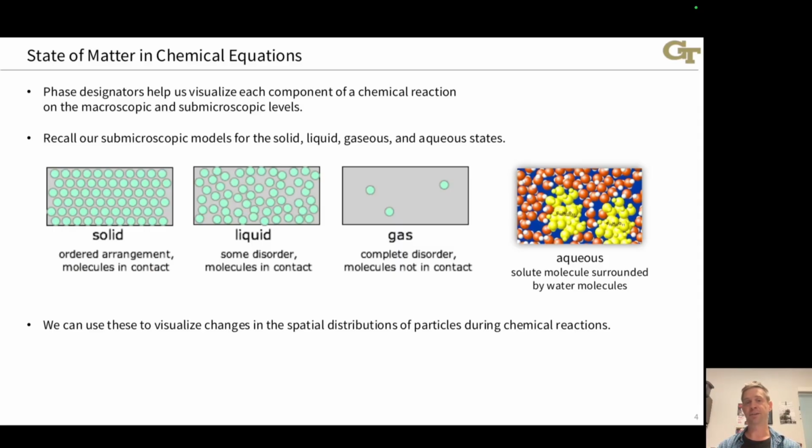Recognizing phase designators and triggering these mental images when we see the various phase designators will help us to visualize changes in the distributions of particles during chemical reactions and notice certain patterns. For example, precipitation reactions involve a conversion from an aqueous phase to a solid phase, and we can see that macroscopically as the solid crashes out of a liquid solution, but we can also think about that in terms of a molecular scale shift from solute particles that are strongly separated from each other to a nicely organized solid like we see right here.